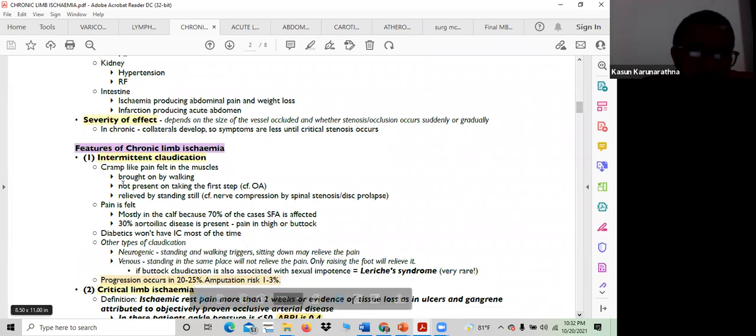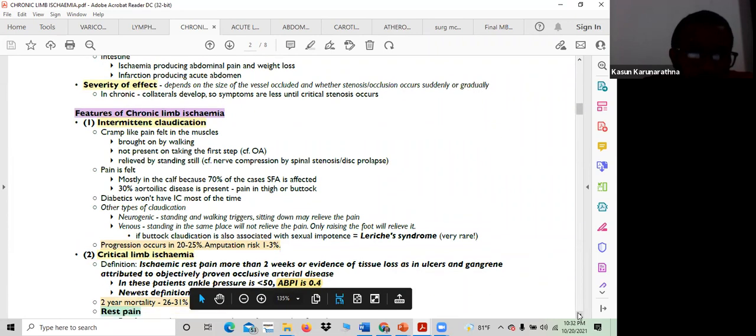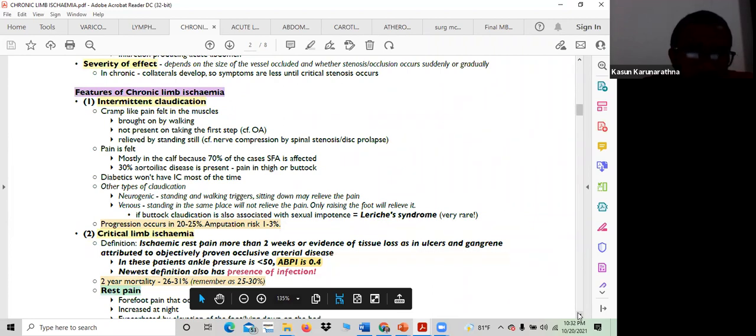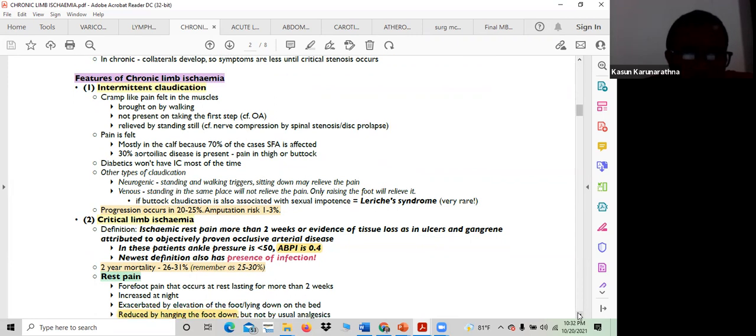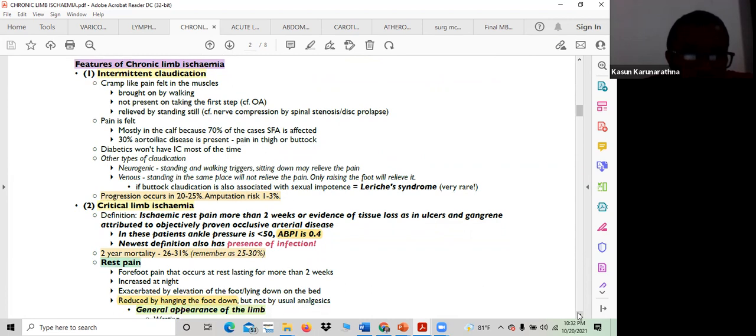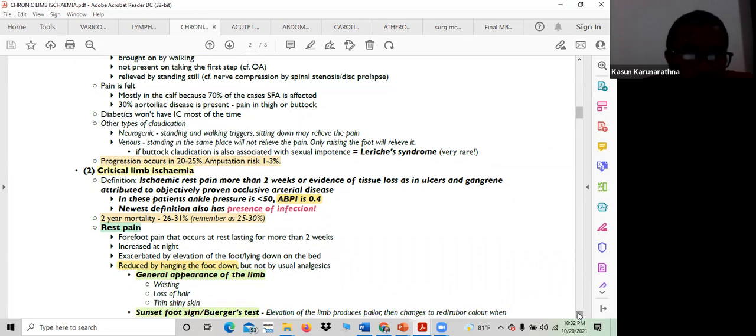Right? Intermittent claudication is cramp-like pain felt in the muscles, brought on by walking, and it's felt most in the calf because in 70% of cases the superficial femoral artery is affected, right? 30% are aortoiliac disease, with pain in the thigh or buttock, but again, the calf is also involved, right? Not only the thigh. Diabetics don't have intermittent claudication most of the time due to neuropathy, yes. Discuss those. And neurogenic claudication.